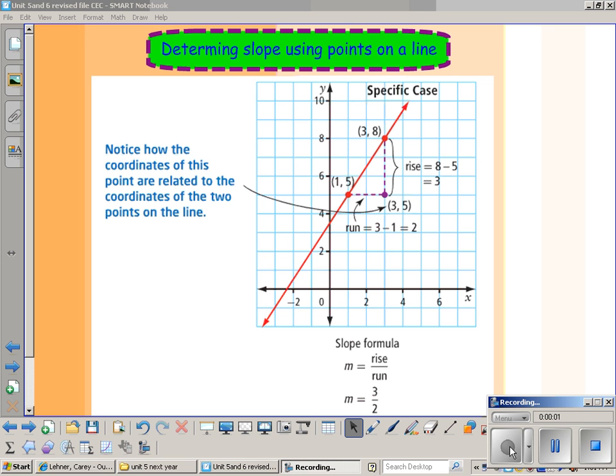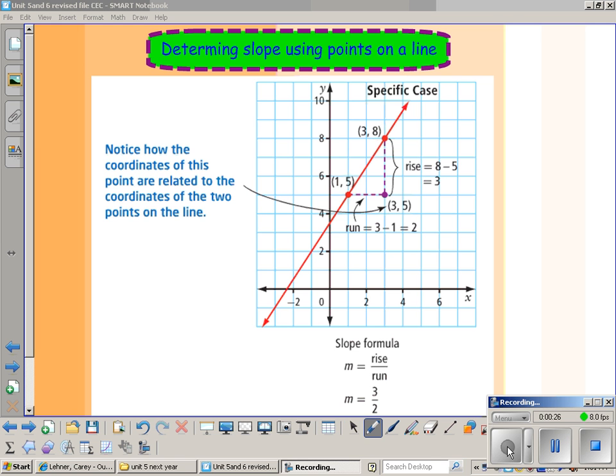In this lesson, we are going to learn how to determine slope using points on a line. In the previous lesson, we learned how to find it using rise over run, but we are now going to look at using points. If you look at this example here, we have a line that we could easily find rise over run for. Let's compare the coordinates of those points when we do the rise over run and see the relationship between them.